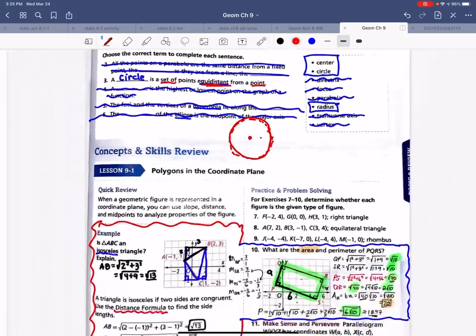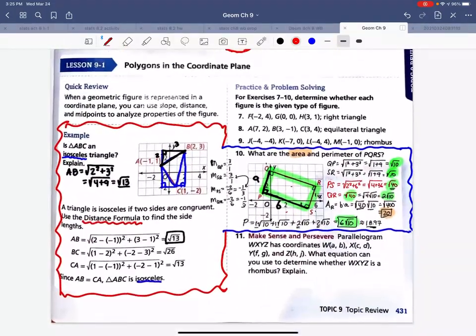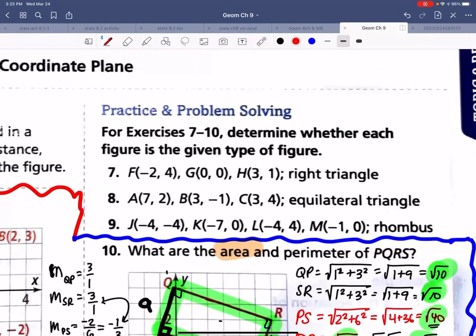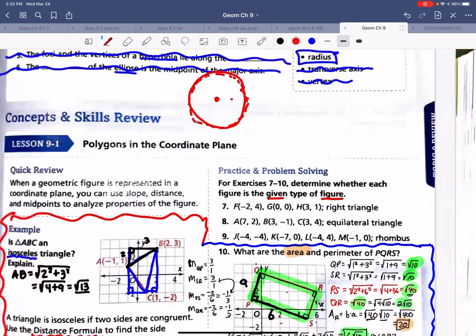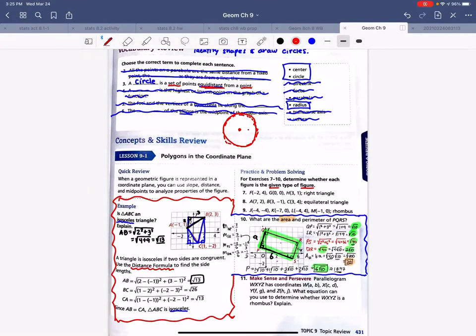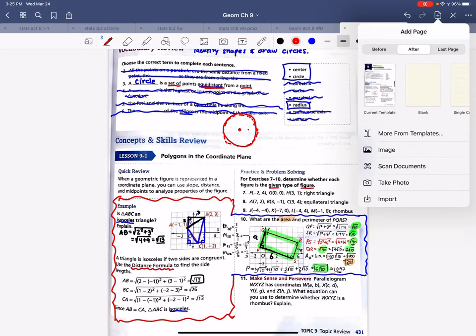Cool. All right. Next, in class, we talked about this example and we did number 10. So let's work through number 7, 8, and 9. It says, determine whether each figure is given the figure. So I'm going to have to graph this. So hopefully you have an extra piece of graph paper. Or you can get an electronic piece of graph paper. And I'll show you how to do that.